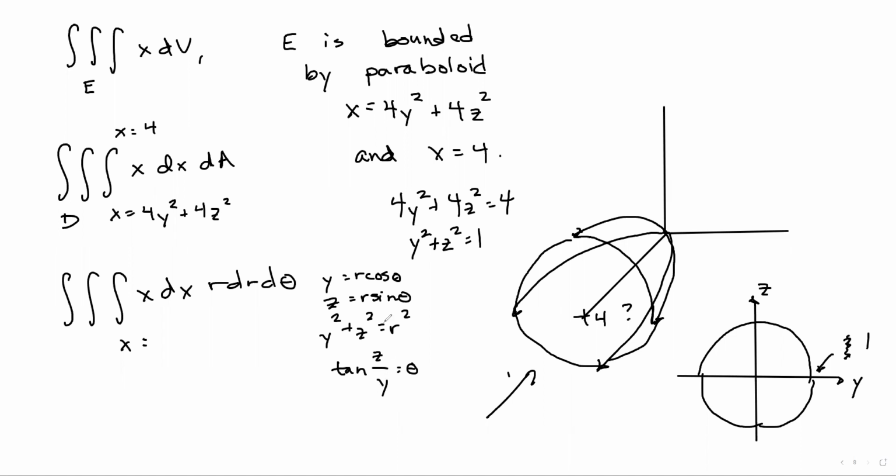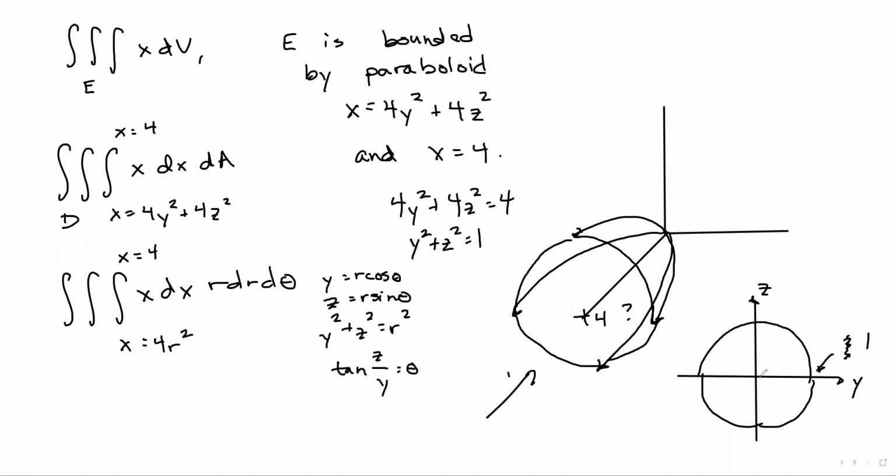Now, can we use any of these to simplify? Well, when we are doing our translation, we have y squared plus z squared. So this could be 4r squared instead of 4y squared plus 4z squared. And then we'll have x equals 4. And then our r bounds.